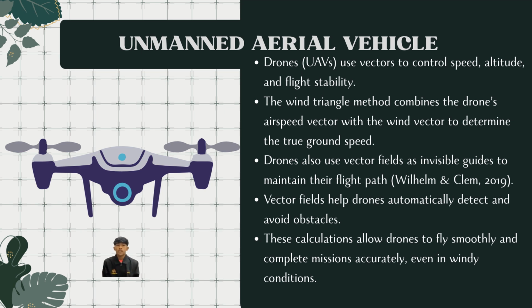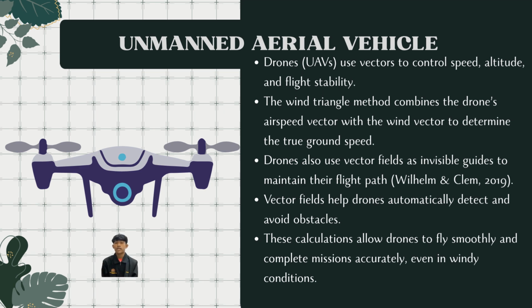Each movement of a drone can be represented as a vector that describes its speed and also direction and also altitude. One important concept used in drone navigation is called the wind triangle method. The wind triangle combines 3 vectors: the drone's airspeed vector, the wind vector, and also the ground speed vector. The airspeed vector represents the drone's movement relative to the air.